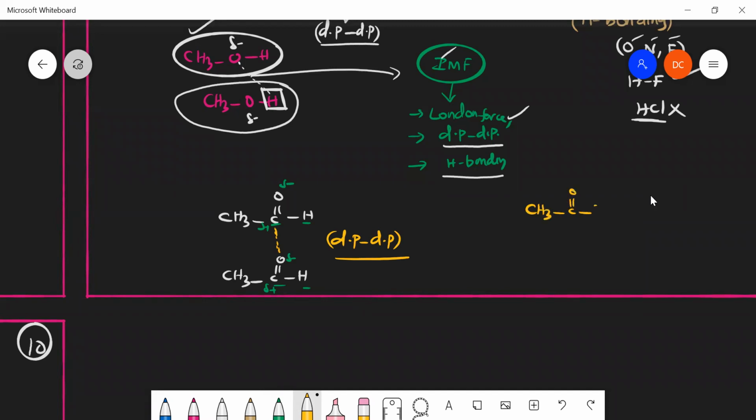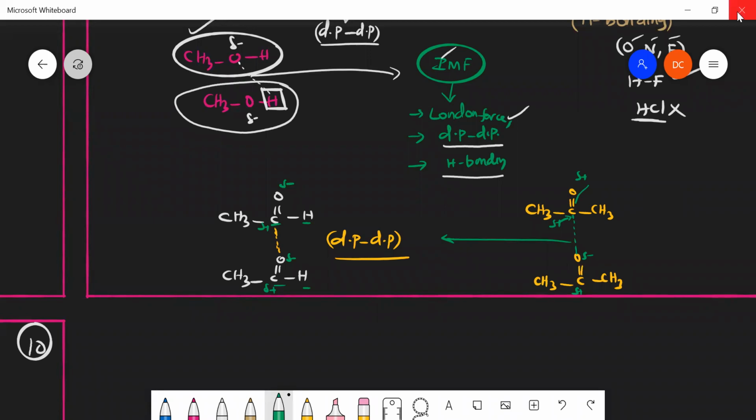For the ketone also the same case. CH3C double bond O CH3, and here also CH3C double bond O CH3. Here there are positive charges, here negative charge, here positive charge, here negative charge, on this carbon. Now the positive charge and negative charge will get attracted and try to form dipole-dipole interaction. This is also dipole-dipole interaction. There is no hydrogen placed between highly electronegative atoms. There is no hydrogen bonding.